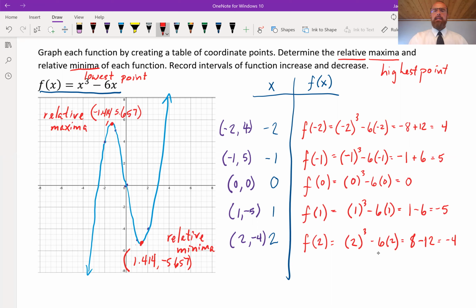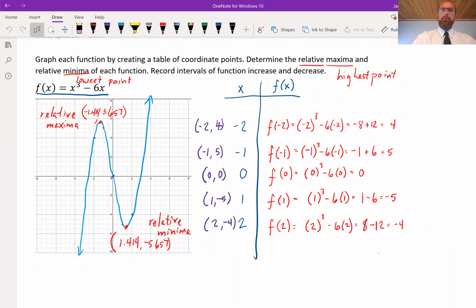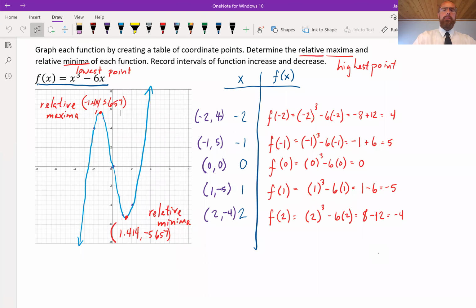Our last task is to record intervals of function increase and decrease. And what we'll do is we'll use those two, the relative maximum and the relative minimum, to say what are the intervals of increase and decrease. So I'm going to record down here at the bottom part of this graph the intervals of increase.